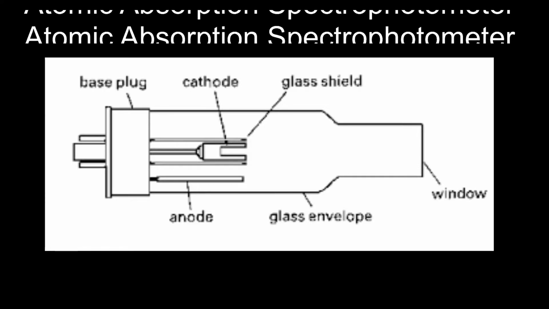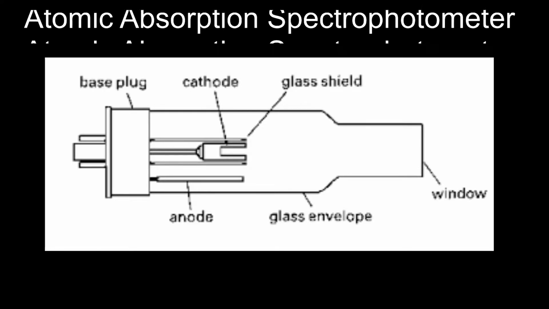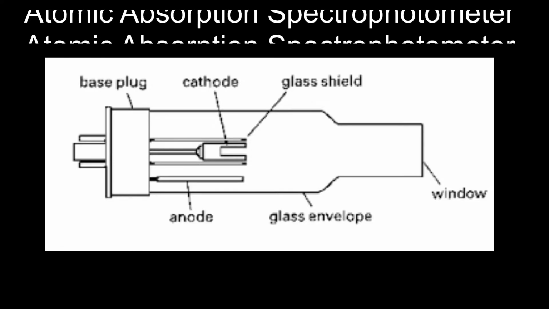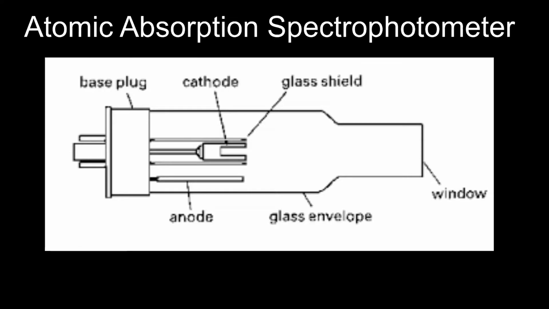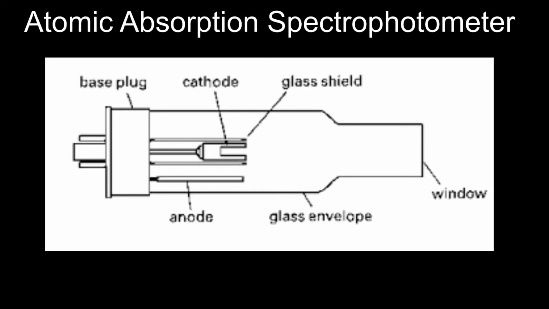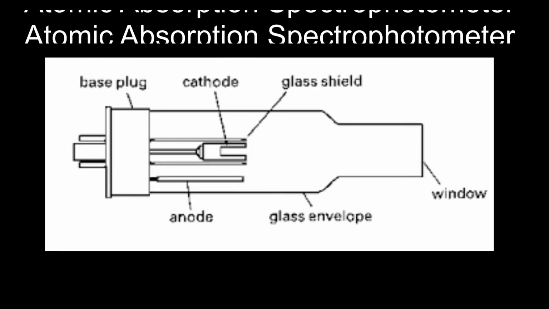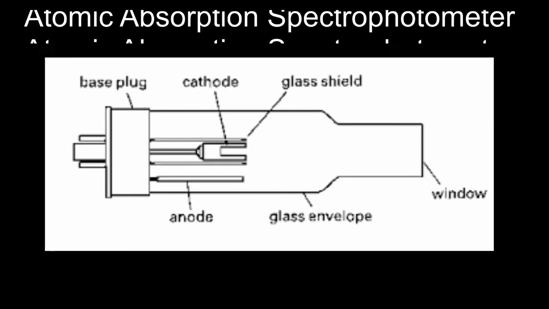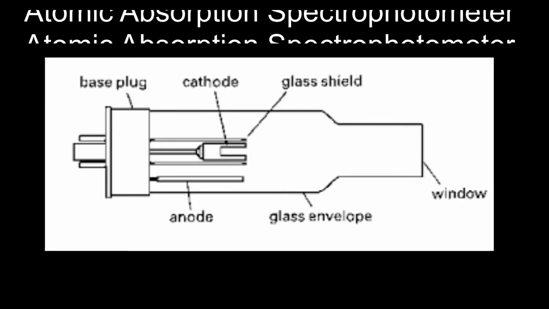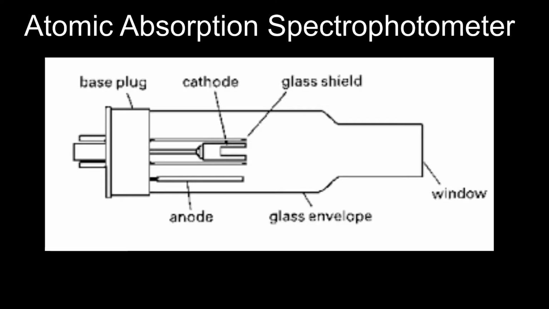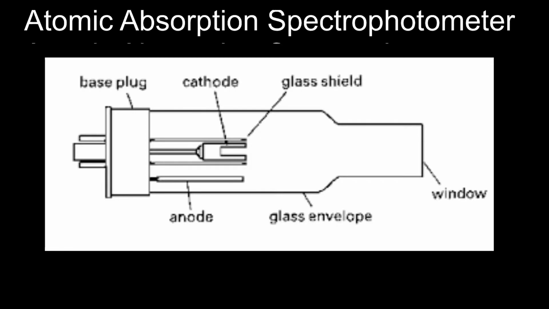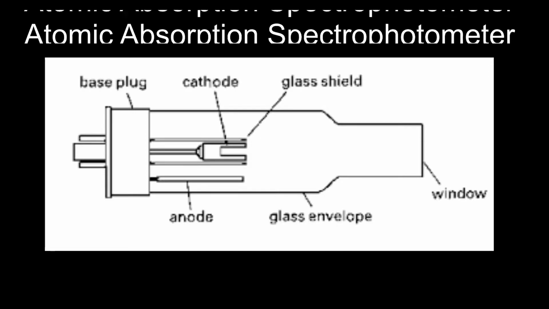The tungsten wire functions as an anode. The two electrodes are enclosed in a glass envelope which contains an inert gas like neon or argon at low pressure. When a voltage of 300 volts is applied between these two electrodes, the atoms of the inert gas ionize and the positively charged ions are attracted to the cathode.